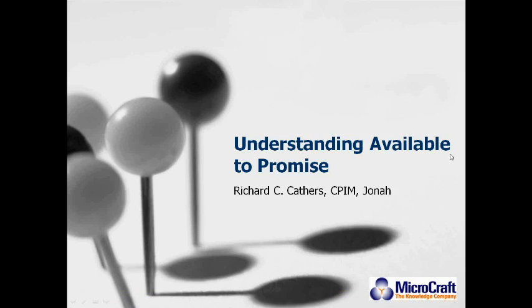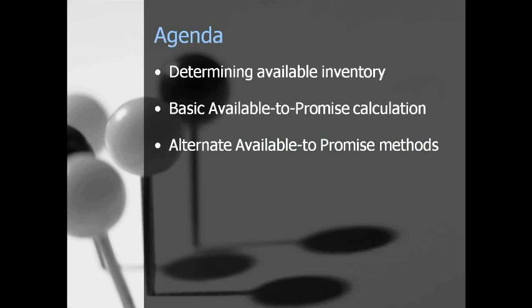So let's get started. Today we're going to talk about understanding available to promise. What we're going to look at is how we determine what inventory is still available to sell to our customers. We're then going to look at the basic available to promise calculation, and we'll wrap it up by looking at one alternate to the available to promise calculation. So here we go.